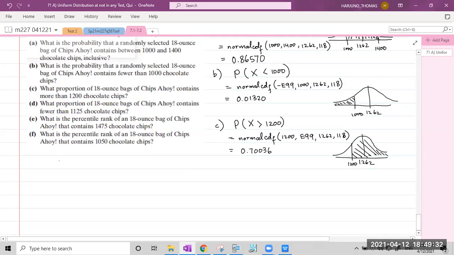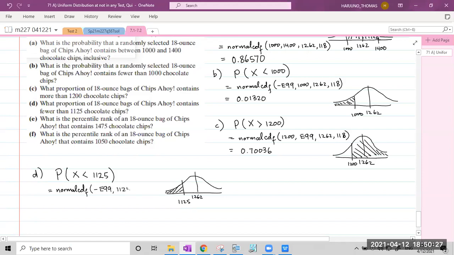Part D. What proportion of 18-ounce bags of Chips Ahoy contains fewer than 1,125 chocolate chips? But you see that this question is the same as part B, we just changed the number a little bit, right? Okay. So that is to the left of 1,125. The mean is 1,262. 1,125 is to the left of that, and we need area to the left. That's normal CDF from negative E99, upper bound 1,125. The mean 1,262, standard deviation 118.